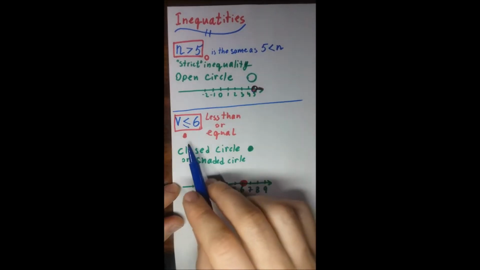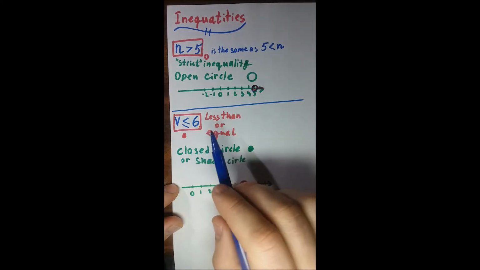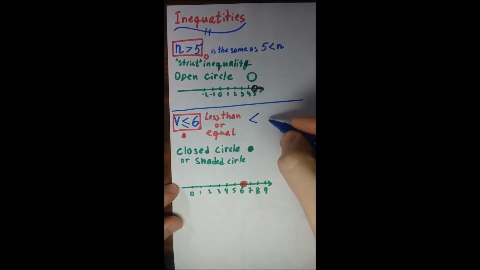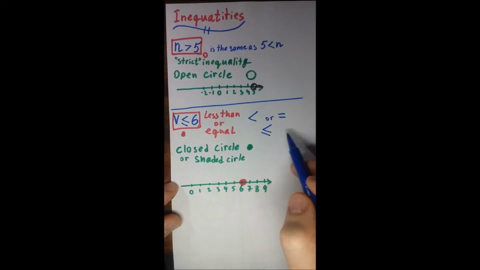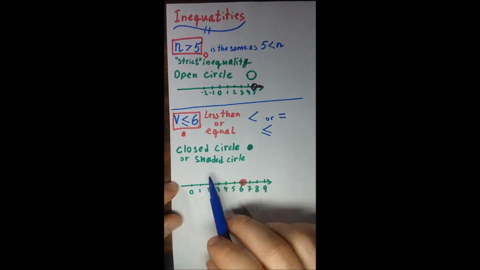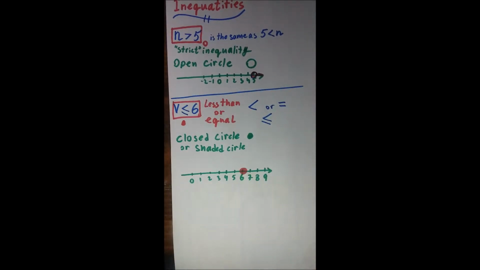Next example here will be v is less than or equal to 6. This is called less than or equal to because, simply put, it is less than or equal to. And we simply combine these two symbols to put less than or equal to. Okay? Less than or equal to or greater than or equal to means solid circle or closed circle. Okay? And here's how we're going to write down the answer to this one.